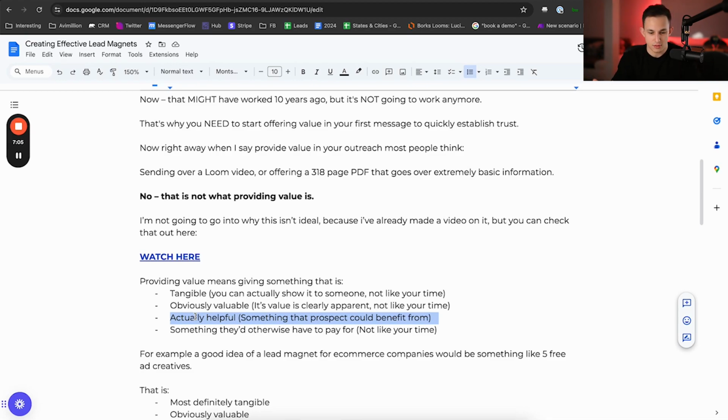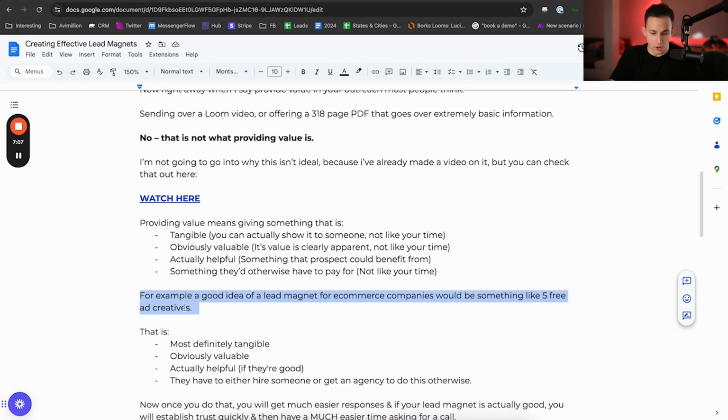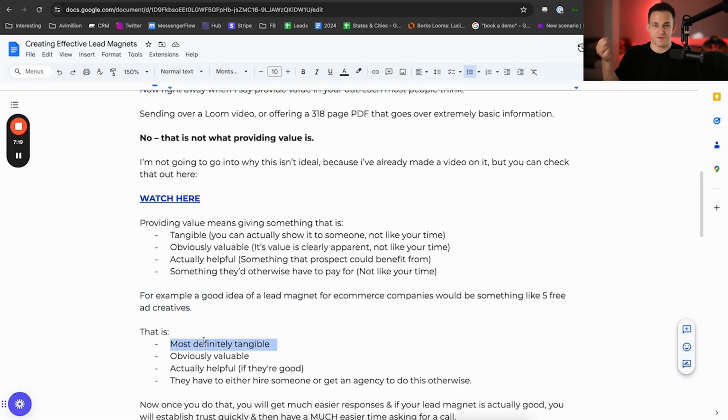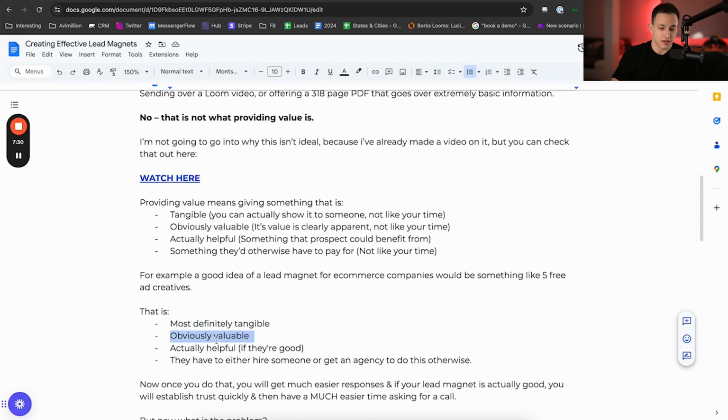It's just not, okay? Now, for example, a good idea of a lead magnet for e-commerce companies would be something like 5 free ad creatives. Now, this is most definitely tangible, okay? You physically have a file on your computer, which you can show, you can print out, you can send to people. It's definitely tangible. Then it is also obviously valuable, okay?